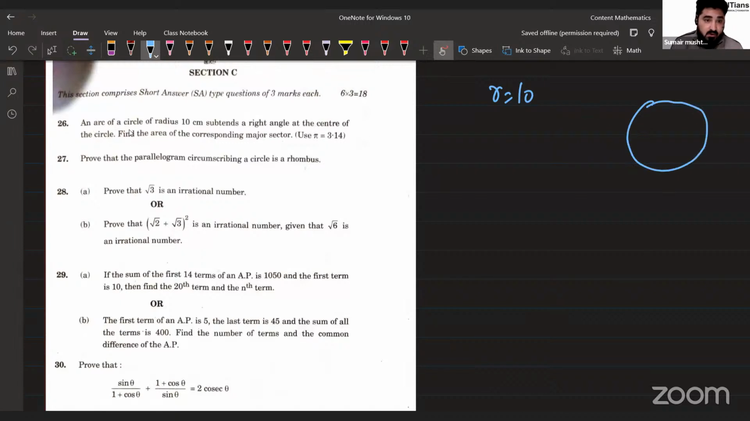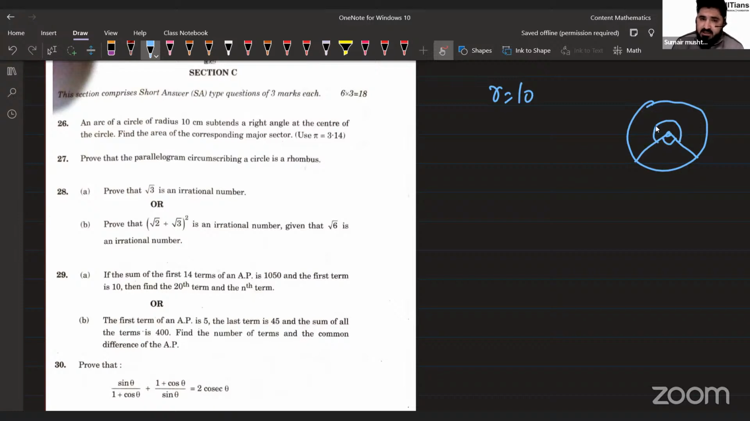The arc of a radius of length 10 centimeters subtends a right angle at the center. Find the area of the corresponding major sector. That means you have to find the area of this corresponding major sector.